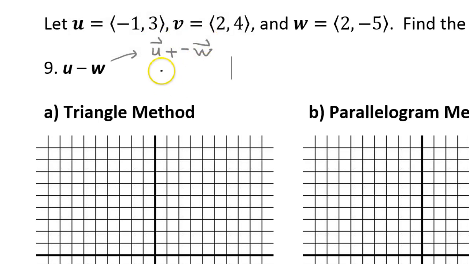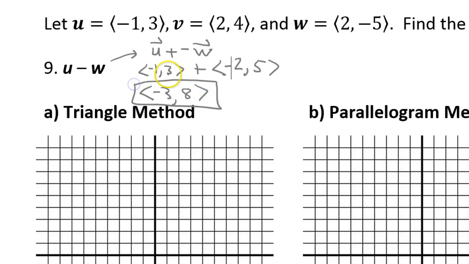All right, that's what I have to do. So I'm going to do negative 1 comma 3, that's vector u, plus the opposite of w. So instead of 2 comma negative 5, I'm going to put negative 2 comma positive 5. That's how you would do this algebraically. Putting these together, I get negative 3 comma 8. So that is the answer algebraically.